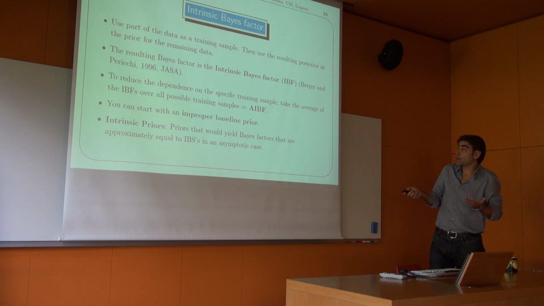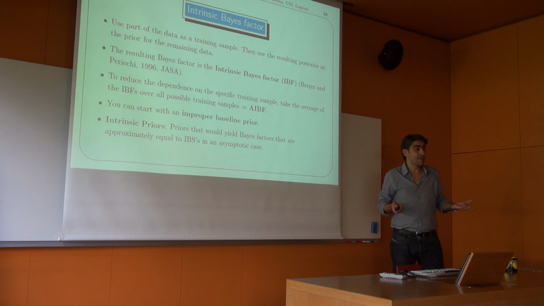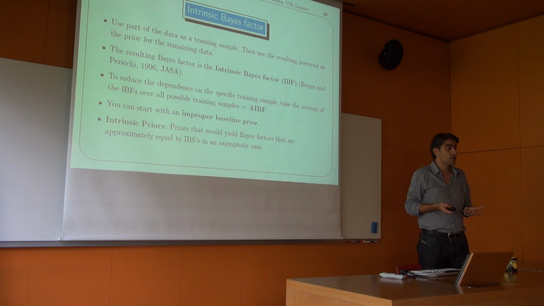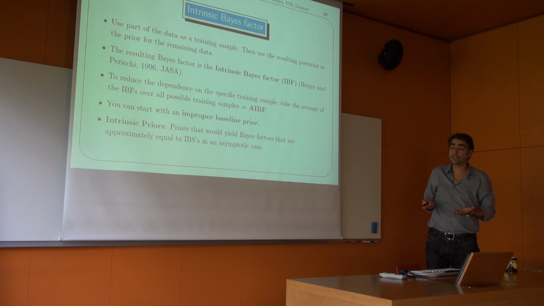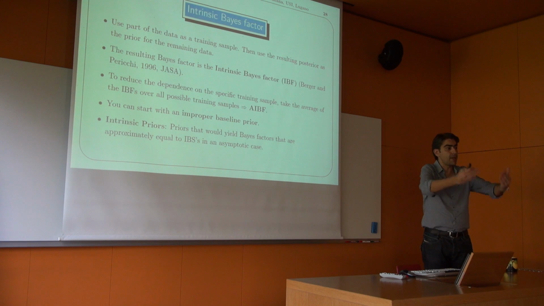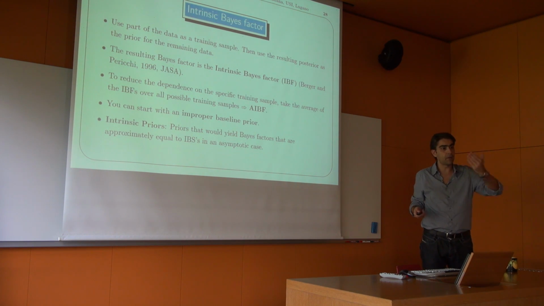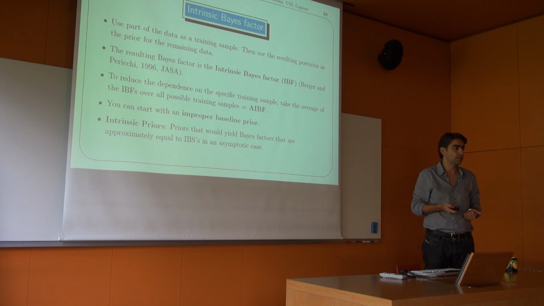Of course, we have the usual problem that we have in cross-validation: the dependence on the specific training sample. If we want to reduce this dependence, we have to take many training samples and repeat this idea many times, if possible all possible times. Then we can calculate a different intrinsic Bayes factor each time, and at the end take the average and calculate what Berger and Pericchi call the arithmetic intrinsic Bayes factor.